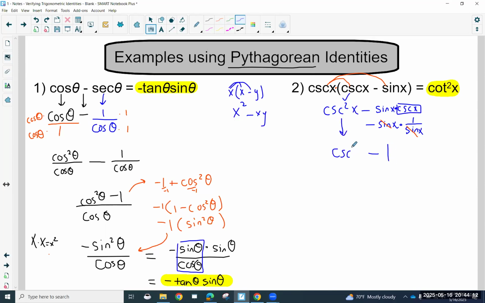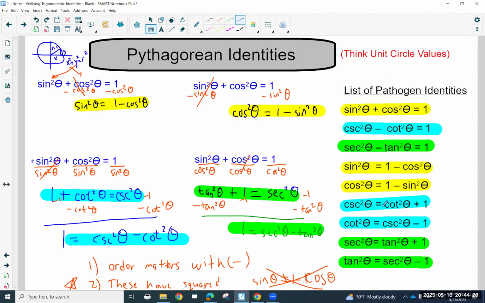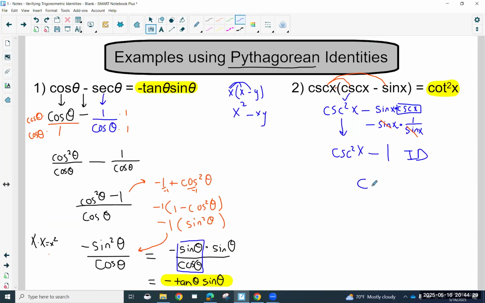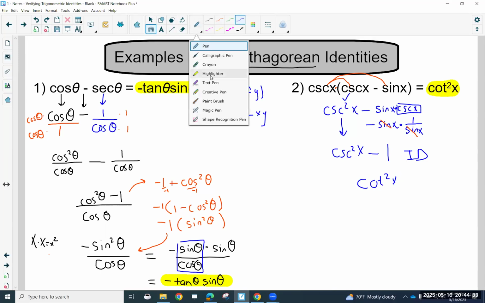And lo and behold, in this problem I just get an identity. This is an identity straight up. So I can just immediately say, if I go back here, here's my identity: cosecant squared minus 1, cosecant squared minus 1. I can just write down the answer, which is cotangent squared, which is, in fact, what they wanted me to get. So that's awesome.